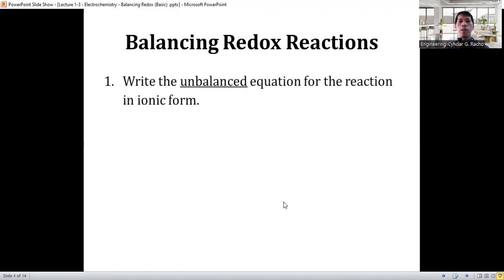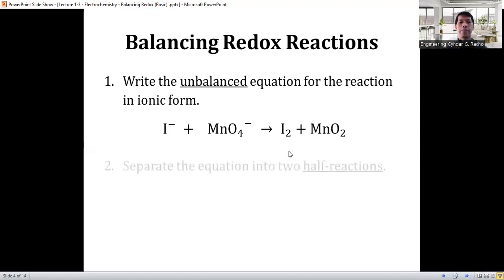So let's do the balancing of a redox reaction. Number 1, write the unbalanced equation for the reaction in ionic form. So we can write I minus plus your MnO4 minus equals your I2 or your iodine plus your MnO2 or your manganese oxide.